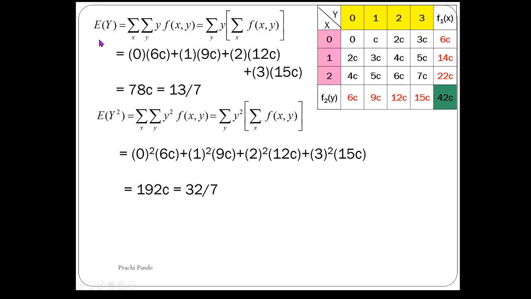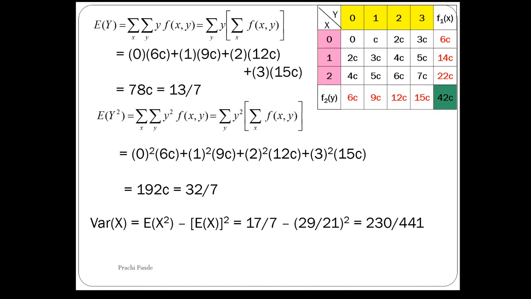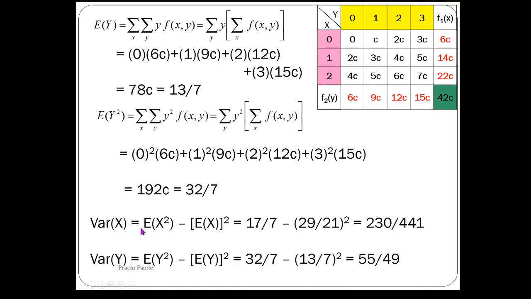Now, as we are ready with the expectation of x and expectation of y, as well as expectation of x square and expectation of y square, we can get the value of variance of x and variance of y by using the formula that variance of x is equal to expectation of x square minus expectation of x whole square, which is equal to 17 by 7 minus 29 by 21 whole square. 29 by 21 means expectation of x whole square. So it is 230 by 441, and variance of y is 55 by 49.